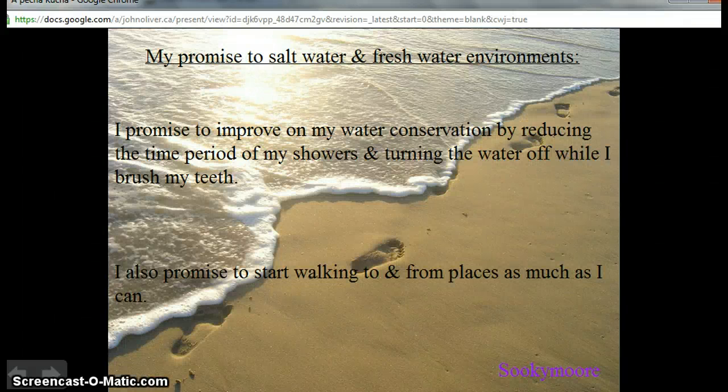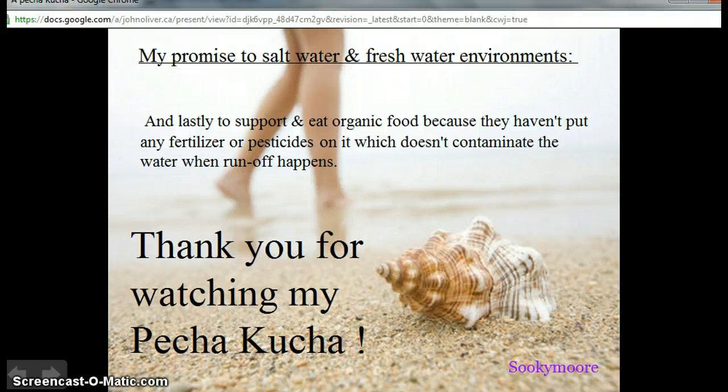My promise to saltwater and freshwater environments. I promise to improve on my water conservation by reducing the time period of my showers and turning the water off while I brush my teeth. I also promise to start walking to and from places as much as I can. And lastly, I promise to support and eat organic food because they haven't put any fertilizer or pesticides on their crops, which doesn't contaminate the water when runoffs happen.